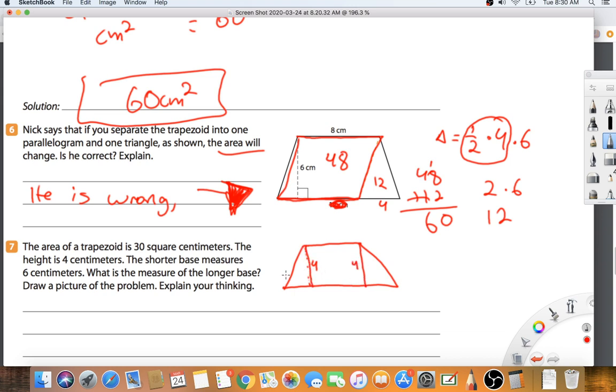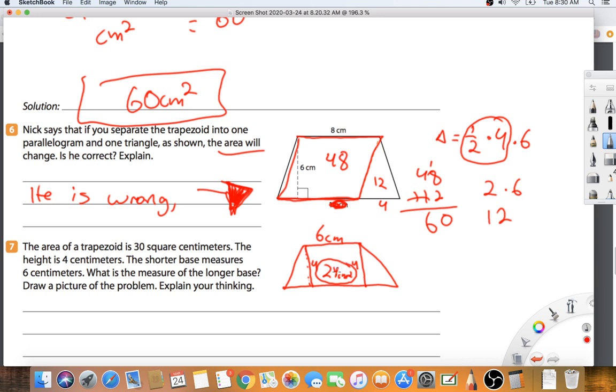Okay. It says the shorter base measures 6 centimeters. This is the shorter base, so this measures 6 centimeters. What is the measure of the longer base? So what is this base measure right here? Draw a picture to solve the problem. Now, first of all, this rectangle right here, 6 times 4, that's 24. For this rectangle inside, our area is going to be 24 centimeters squared.